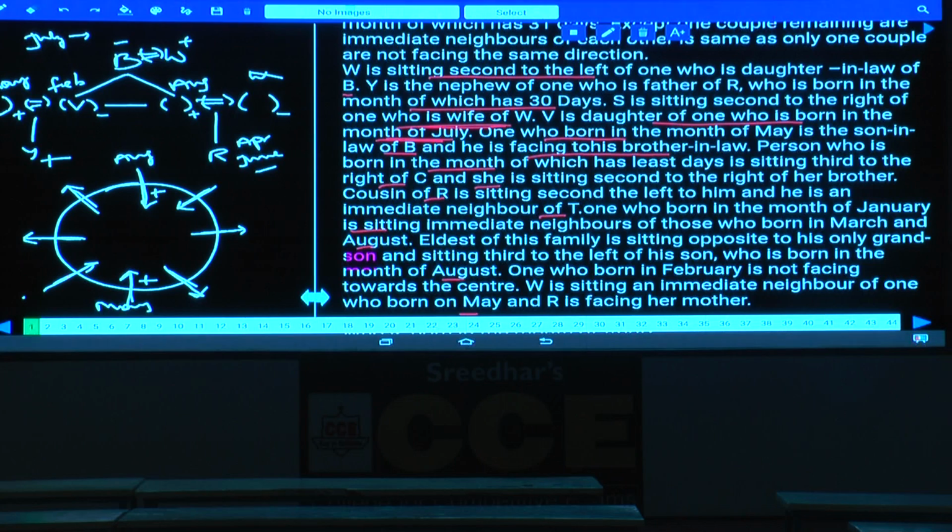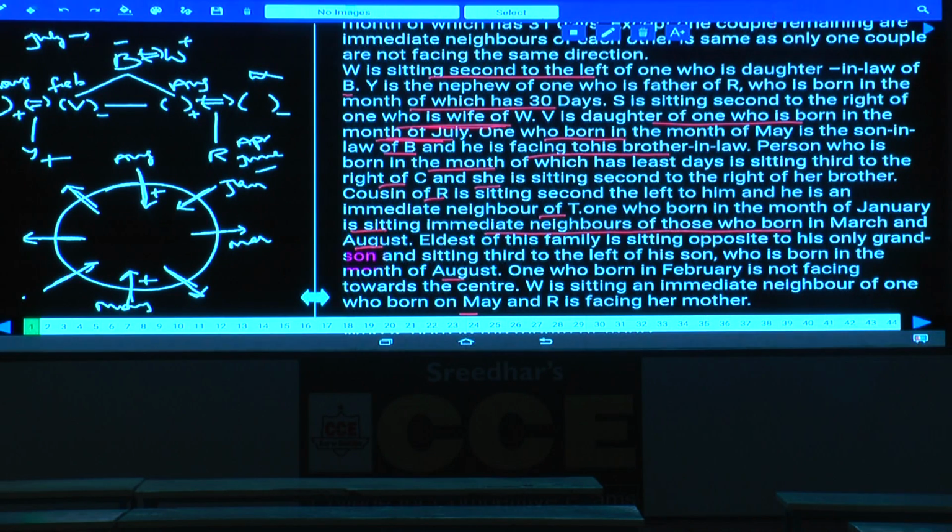Jan, immediate neighbors of those who were born in March and August. Jan is an immediate neighbor of March and August. Jan can be here or on the left-hand side, isn't it? There are 2 possibilities. If Jan is here, Jan is an immediate neighbor of March and August. Now sir, the left-hand side is not possible. Tell me, the left-hand side is also possible.